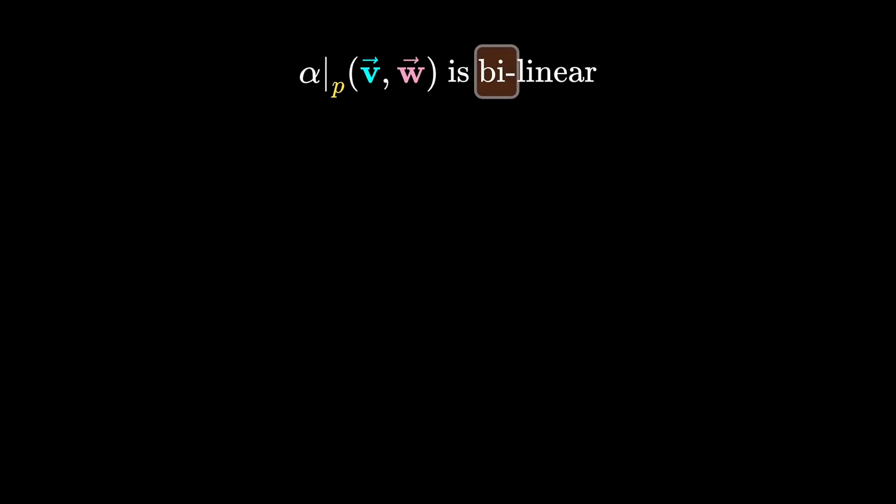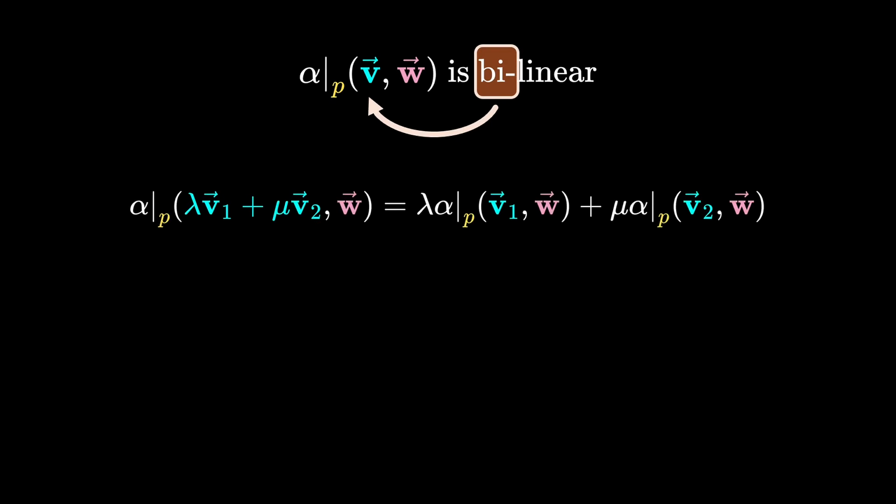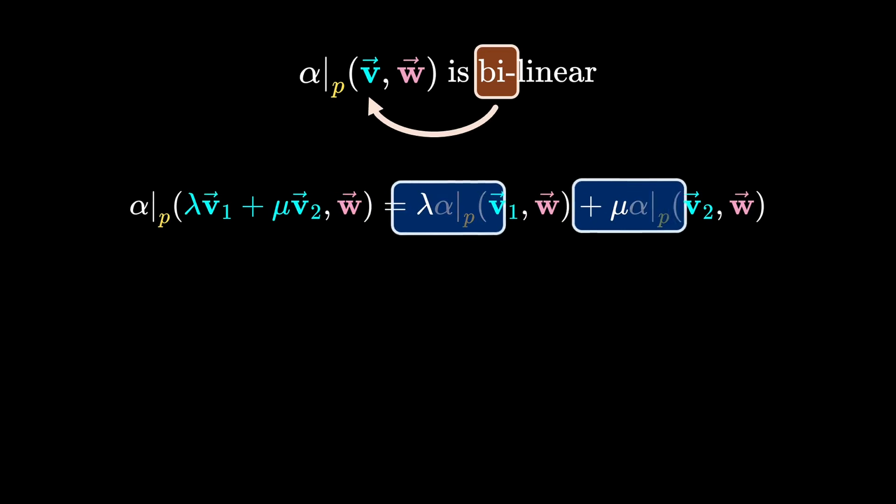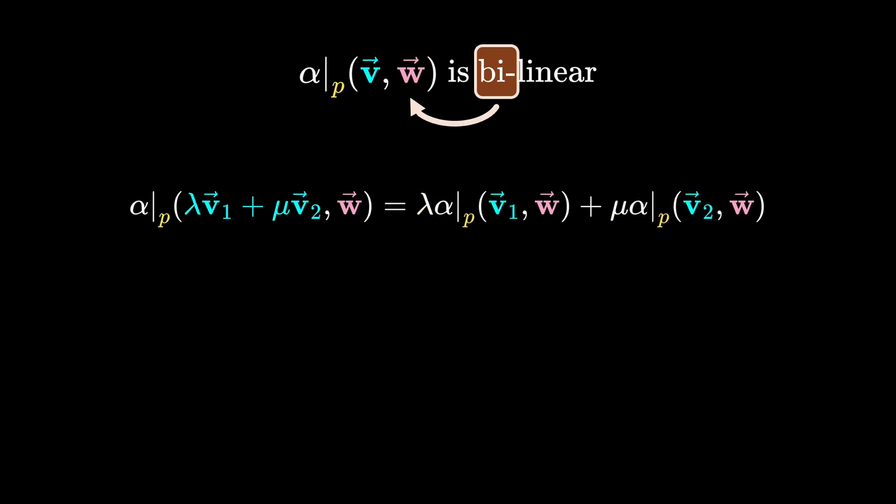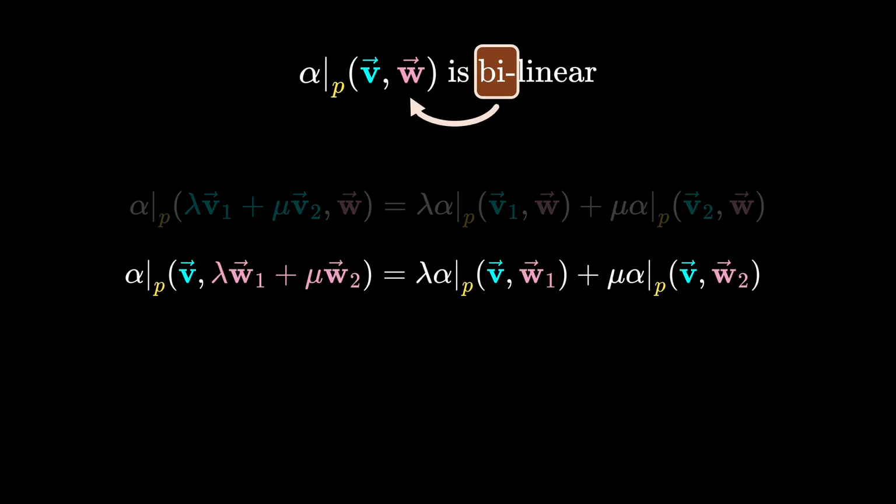Bilinear here means linear in both slots. More concretely, if I fix the second slot, and the first slot is some linear combination of two vectors v1 and v2, the result is the same as individually applying the function to the two vectors and then taking the linear combination. The exact same thing happens when I fix the first slot and take linear combinations of vectors in the second slot.